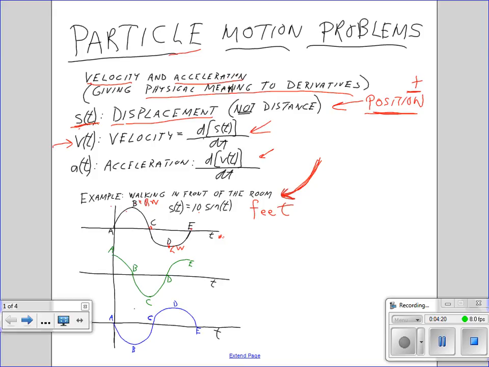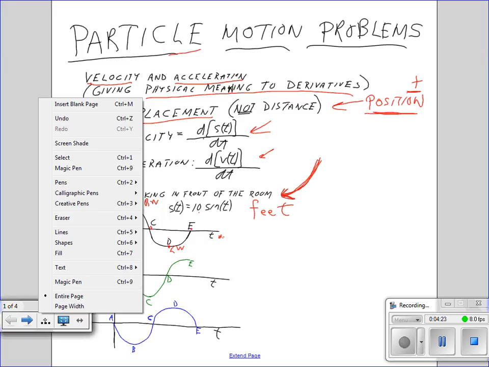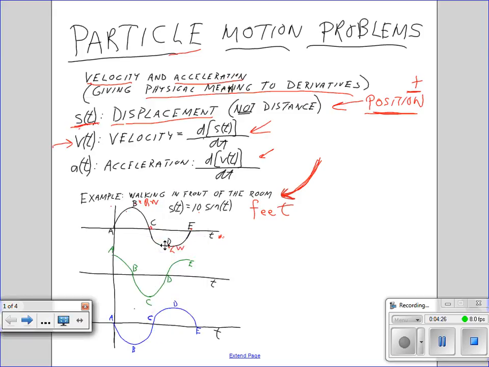Now, if I want to find velocity, let me change my pen to green here. So this was S of t, and this is V of t. I drew these ahead of time to try to get these things right. But what is V of t? Well, I know the velocity is just equal to ds/dt, and that's going to be 10 times the cosine of t. That's what I tried to do here, 10 times the cosine of t.